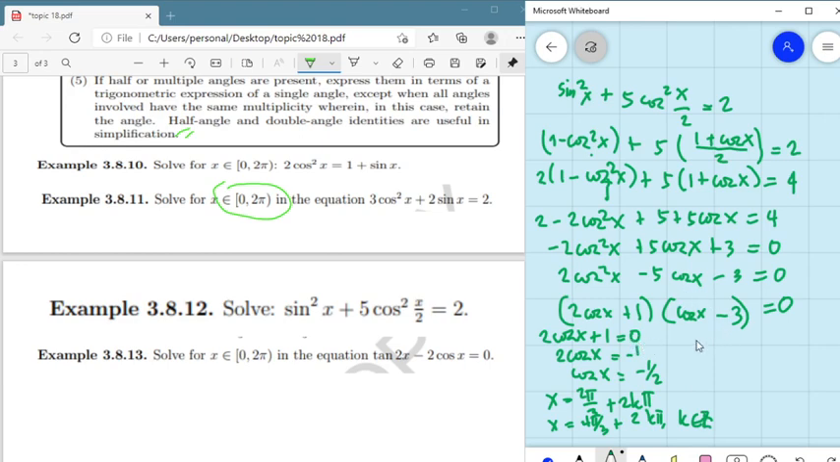And then here, cosine x equals positive 3. So notice that cosine cannot take that value. So therefore, x is empty or it has no solution.